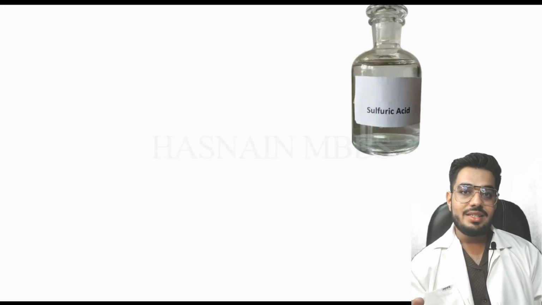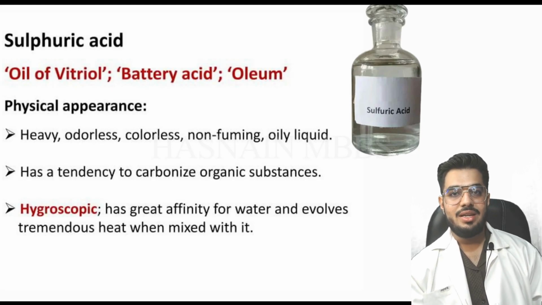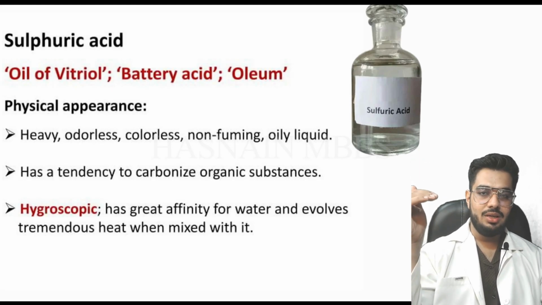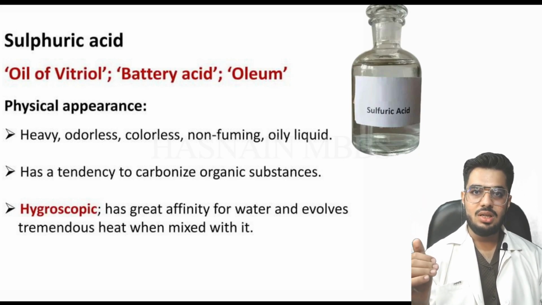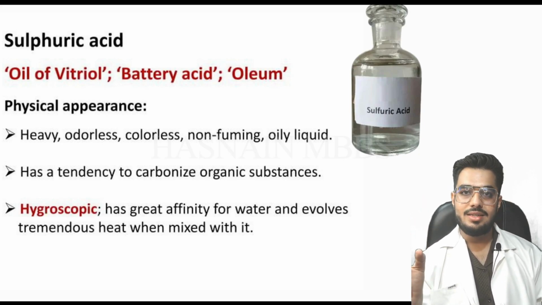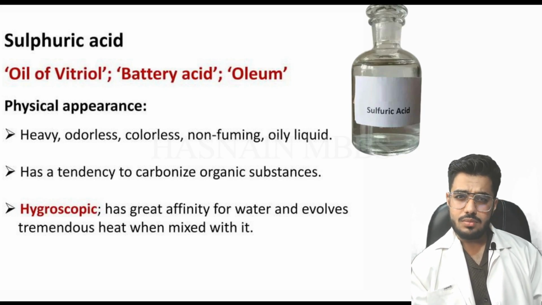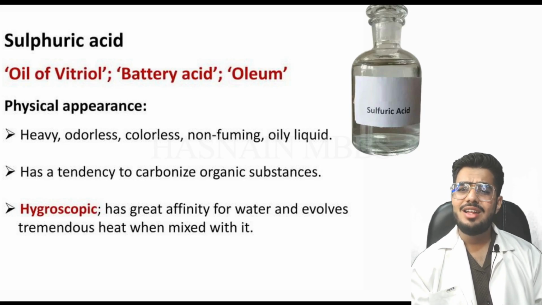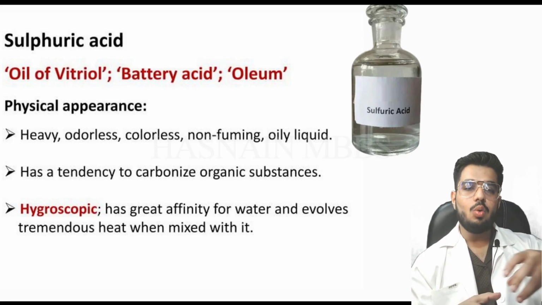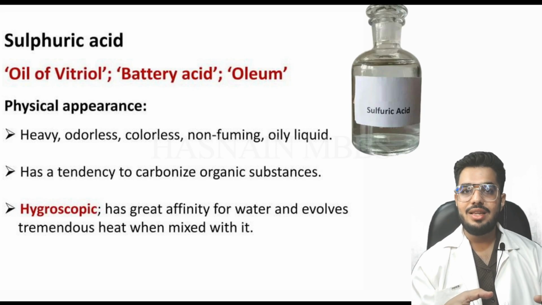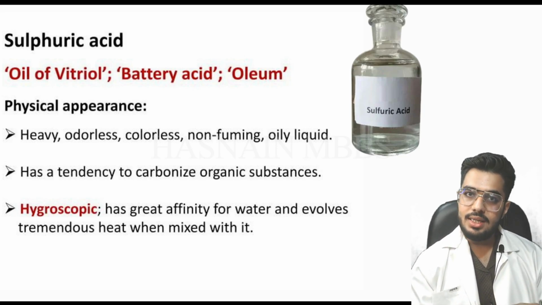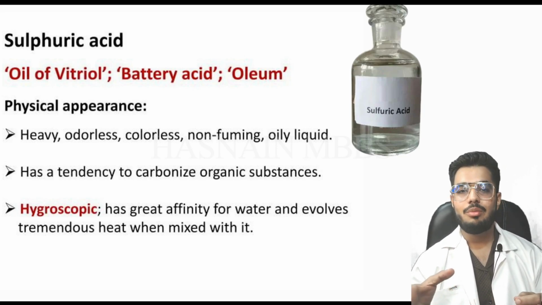So, sulfuric acid characteristics. As we understand, when we have to write an answer about any poisoning, first comes the characteristics. Sulfuric acid is also known as oil of vitriol, battery acid, or oleum. It's heavy, odorless, colorless, and non-fuming. So when we open the bottle of sulfuric acid, there won't be any fumes, but in the case of nitric acid, there will be fume formation.